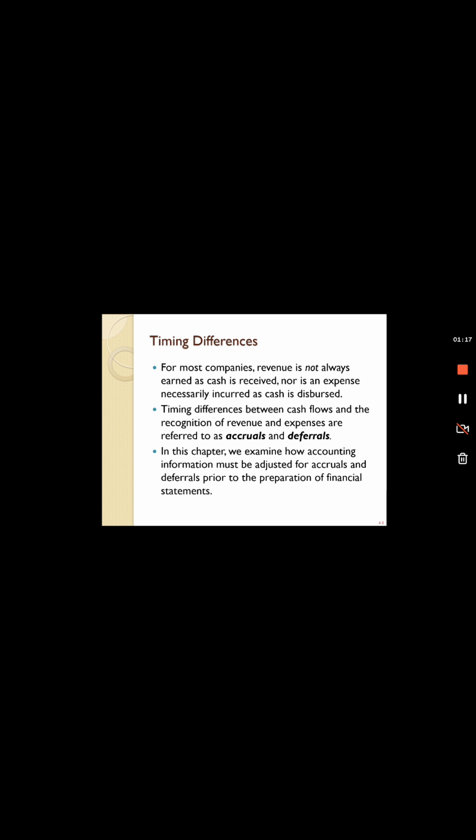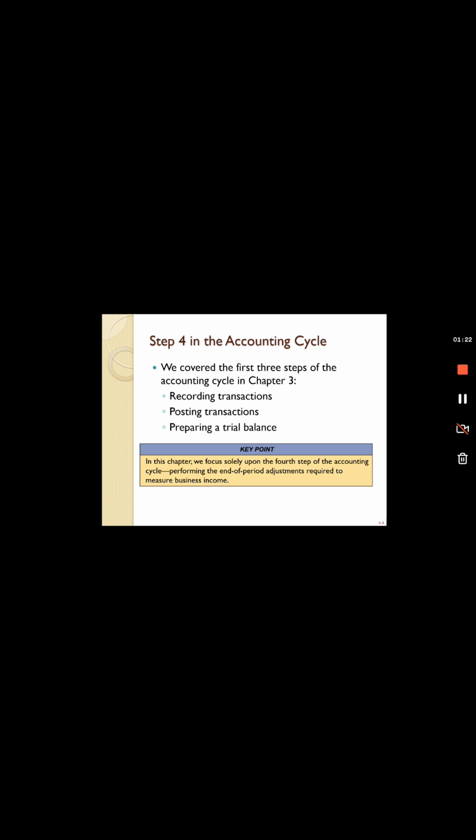Accruals और deferrals के लिए prior to the preparation of financial statements. Step 4 in the accounting cycle. We covered in the first 3 steps of the accounting cycle in chapter 3 जिसमें हमने record की थी transactions, post की थी and prepare किया था trial balance.